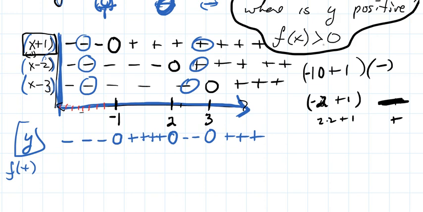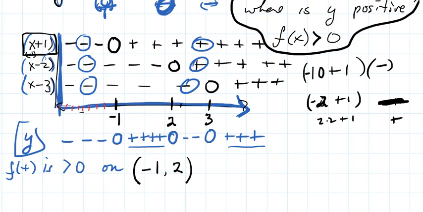Where is it positive? Wherever you see positive signs down here, on those intervals. So f of x is greater than 0 on the intervals. Now let's see, it says greater than, not equal to, so we have to be careful here. In interval notation, a round bracket from -1, comma, to 2.